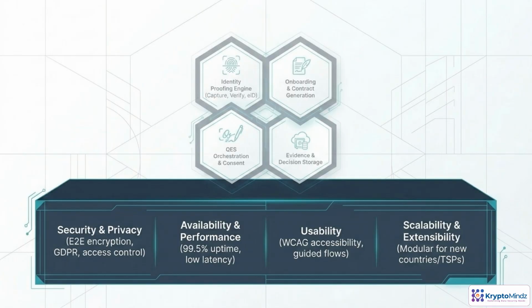Non-functional requirements turn a working solution into a trustworthy one. Security and privacy protect sensitive identity and signing data, while meeting regulations such as GDPR. Availability and performance keep onboarding and signing reachable and fast enough that users don't abandon the flow. Usability and accessibility make journeys understandable and inclusive for all users. And scalability and extensibility prepare the platform to grow into new countries, products, and trust service providers without major redesign.